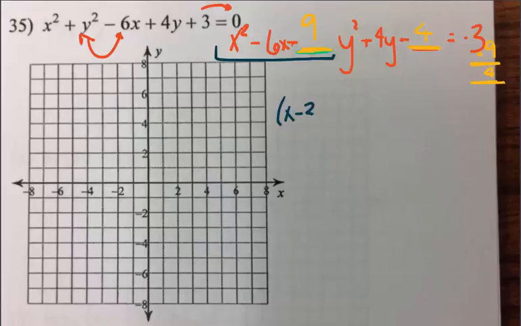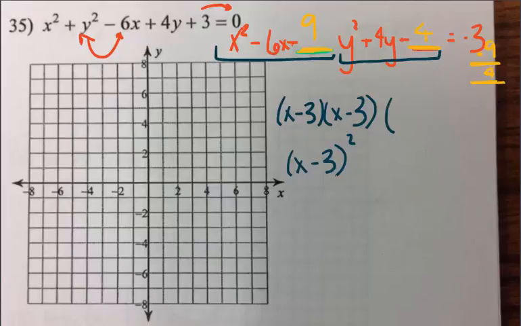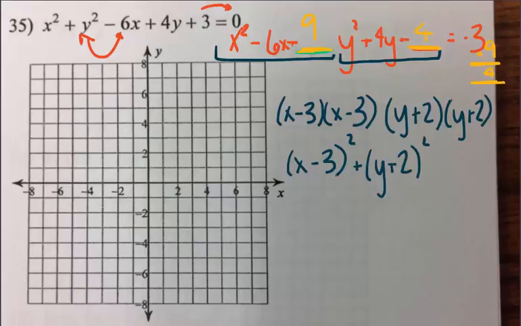Two numbers that multiply to positive 9 that add to -6, double -3s, which means I can write this as x minus 3 squared. Same thing with the y's. Two numbers that multiply to a positive 4 that add to a positive 4, double positive 2s. But I can shorthand that to say, how about we just do y plus 2 squared? And then when I add up all of this on the other side, 9 plus 4 plus a -3, I get 10. So now it's in what we call vertex form.